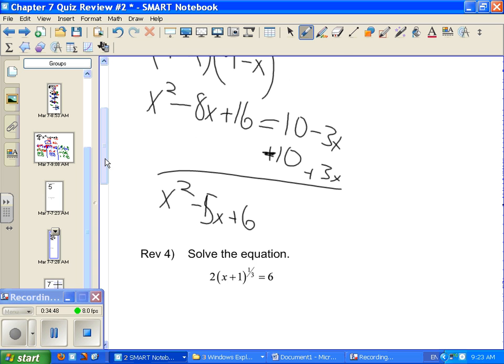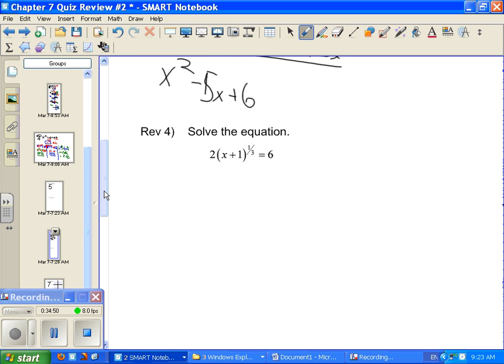And you have to use the quadratic, because of foil. Yeah, it factors. Wouldn't it be x minus 2, x minus 3, equals 0? Mm-hmm. So what makes each one of those 0?